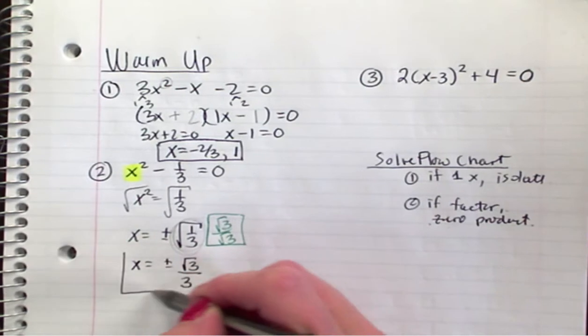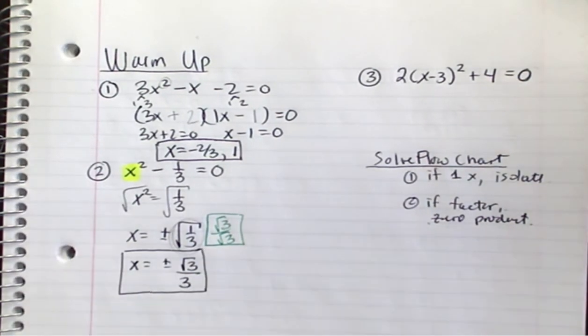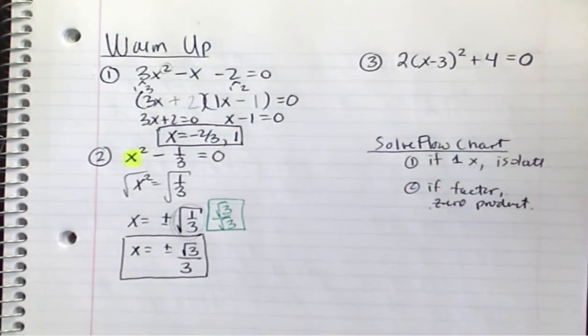Notice that this is actually 2 answers. One is positive root 3/3. The other is negative root 3/3. All right.